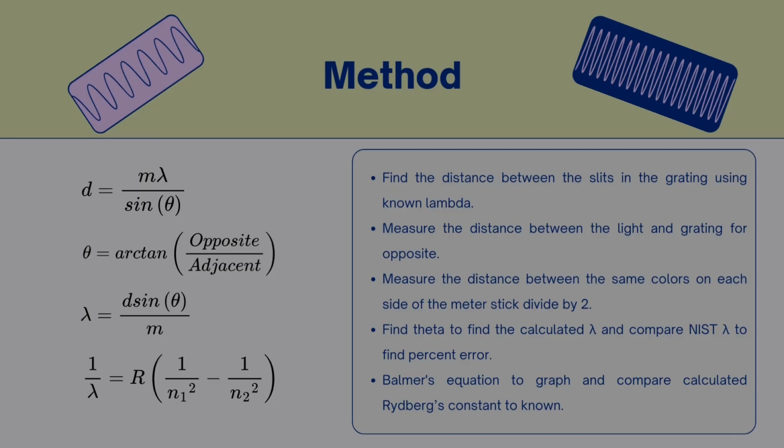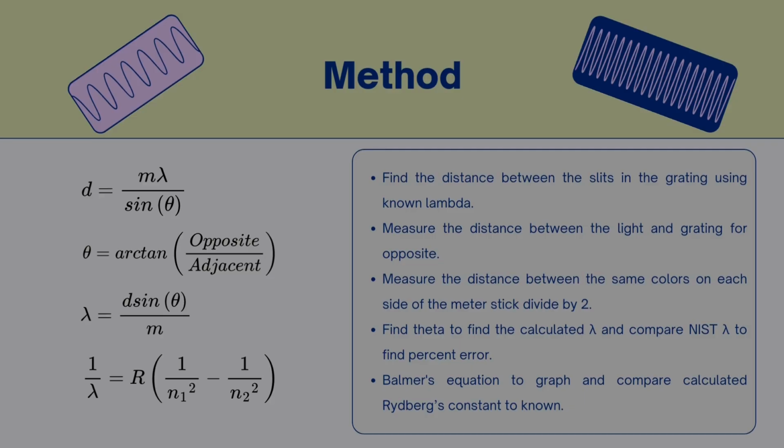For the method section, we need to find the distance between the slits in the grating using the known lambda from when we used mercury. And then we need to measure the distance between the light and grating for the opposite. So we identify the colors on the meter stick, and we need to find the distance and divide by 2 so that we can find the opposite. And then we need to measure from the light source to the grating so that we can find the adjacent, and then take arctan of that for theta.